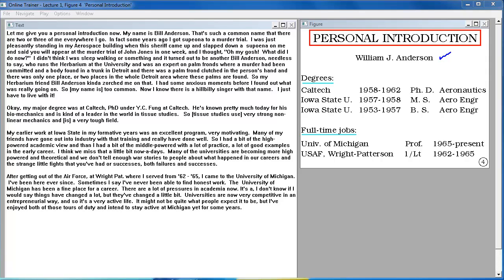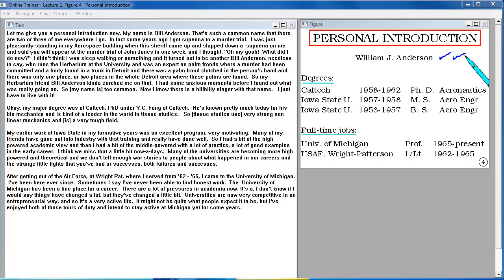And it turned out to be another Bill Anderson, needless to say, who runs a herbarium at the university and was an expert on palm fronds, where a murder had been committed and a body found in a trunk in Detroit, and there was a palm frond clutched in the person's hand, and there was only one place or two places in the whole Detroit area where these palms were found. So my herbarium friend Bill Anderson kind of zorched me on that, and I had some anxious moments before I found out what was really going on. So too common. Now, I know there's a hillbilly singer with that name and everything, so I just have to live with it.